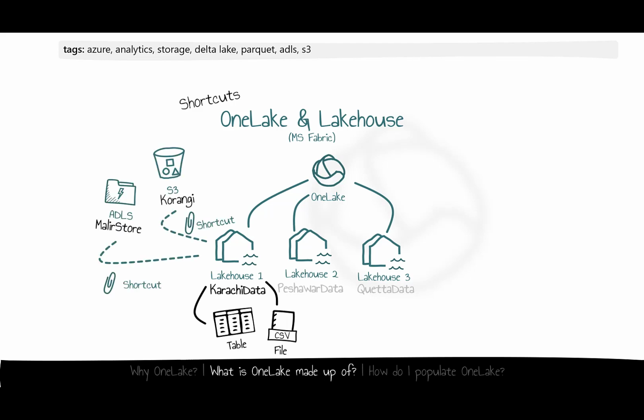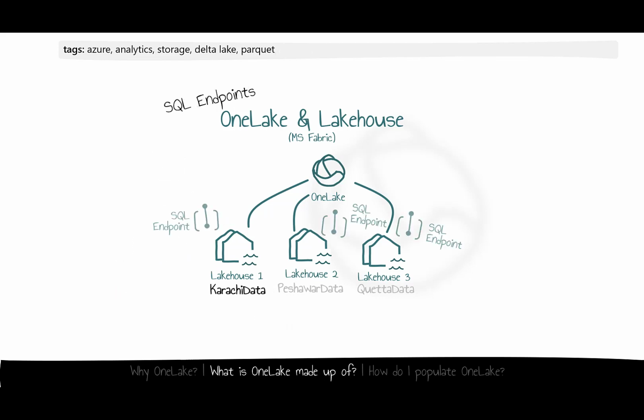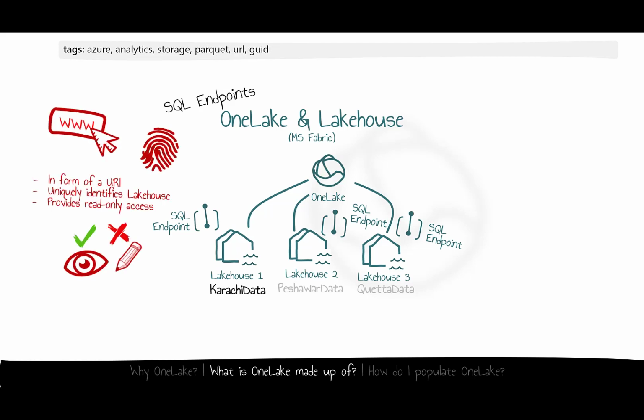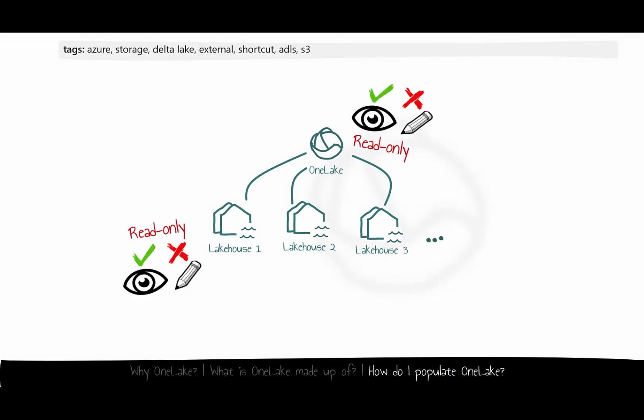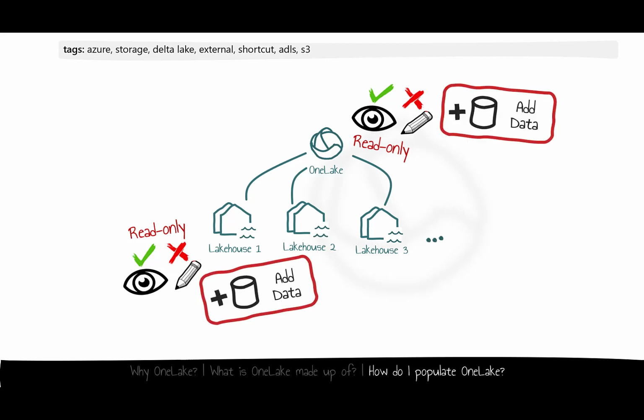Whenever a lakehouse gets created, a SQL endpoint is automatically created for it, which enables programmatic access to that lakehouse. Each SQL endpoint is in the form of a Uniform Resource Identifier or URL, uniquely identifies the lakehouse and provides read-only access to it. So far so good, but how do you populate OneLake? OneLake and each of the lakehouses are read-only. What that actually means is data can be read from them but cannot be written to the data source they represent. You can, however, add data to them.